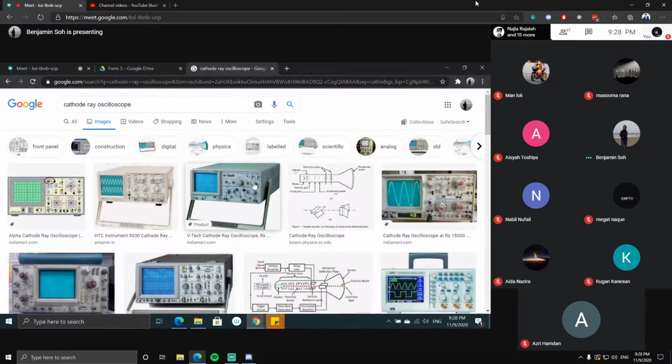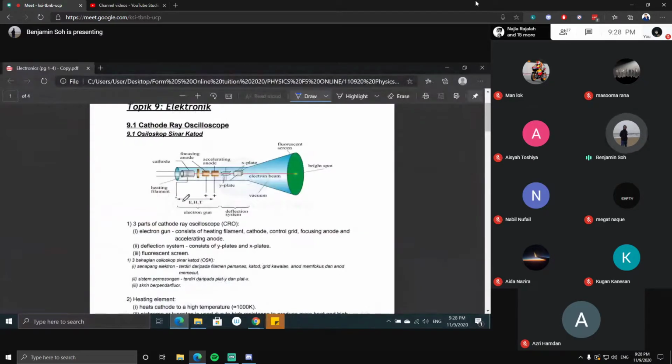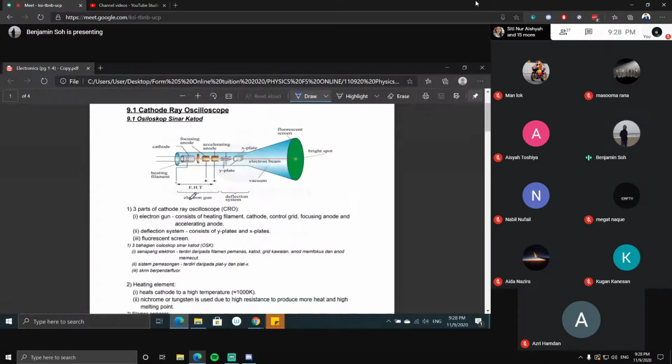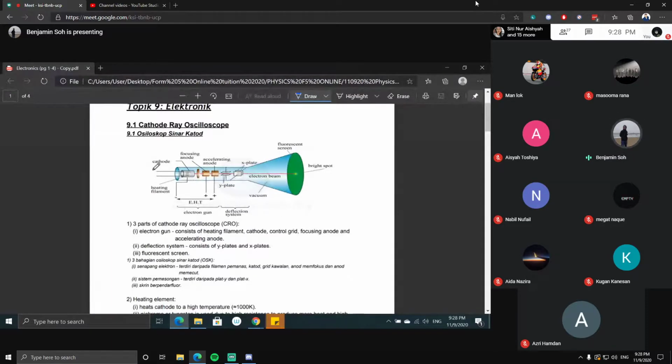So you have to remember and memorize the parts, okay? Once you memorize them, you also need to know the function of each of them. First of all, you need to know that this CRO consists of 3 parts. One is the electron gun. Another is the deflection system. The last one is the fluorescent screen. There are 3 parts of CRO: electron gun, deflection system, fluorescent screen.